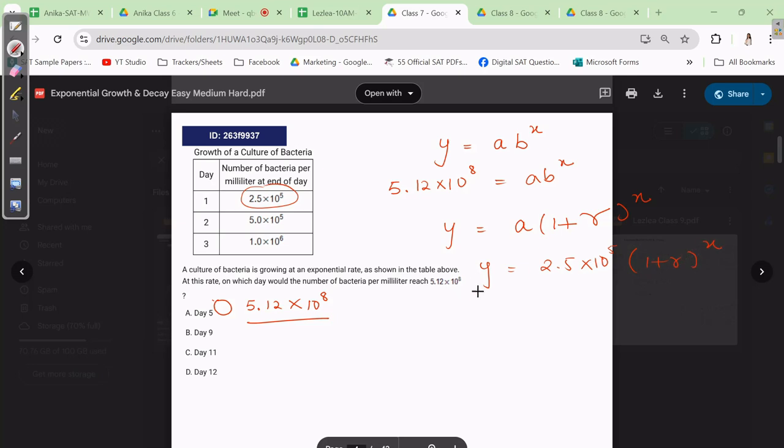I hope this is clear that you have to find out at which day. It could be day 4, it could be 5, it could be 10. So on which day will the population become this much? So how can you find out the value of r if the data is given? How do we find the rate, the percentage change, Anika? From this to this, what's the percentage change?